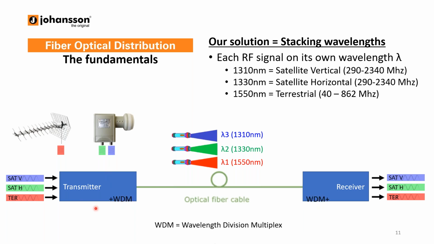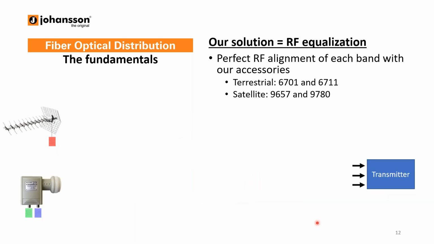And because we use different wavelengths, we have to, of course, put these different wavelengths on the same optical cable. For that, there is always a WDM in our transmitters to combine the different wavelengths. And at the receiver side, we also have a WDM, which does the opposite. It takes apart again the 3 different wavelengths, so that, of course, at the output of your receiver, you have your original input signal again. So this is how our solution works.